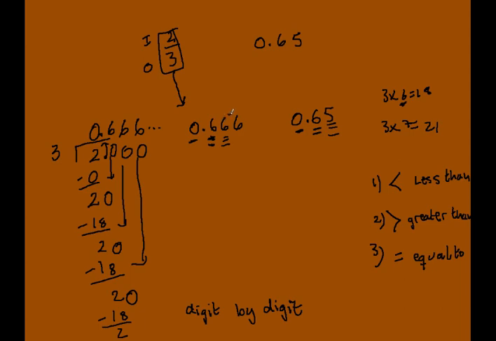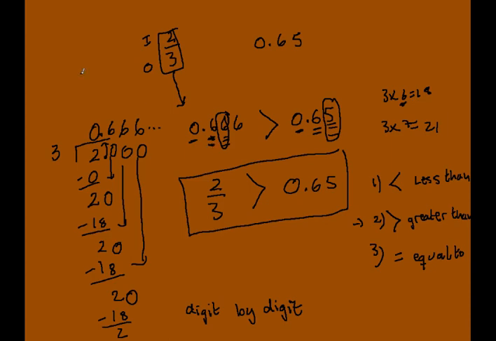Can we compare them? Yes. Look at this one and look at this one. Is this number here bigger than 5 or is it less than 5? Well, we know that 6 is greater than 5. So which symbol do we use for greater than 5? This symbol here. So 0.6666 is greater than 0.65. Therefore, we can look at the original problem and it is safe to say that 2/3 is greater than 0.65. So that's how you would write your final answer.